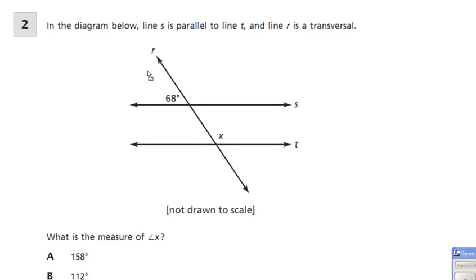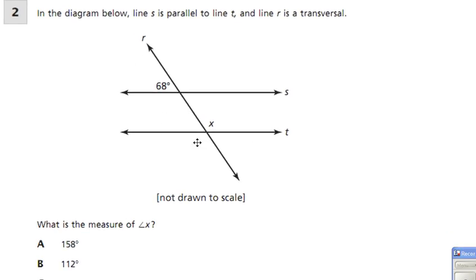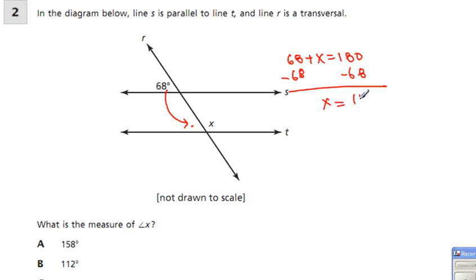Now here comes the second one. These are parallel, and then we want to find out the value of x. Now we realize that 68 degrees is corresponding right over here to this angle. So therefore, 68 plus x must be 180. By subtracting 68 from each side, we'll end up getting x as 112 degrees. So choice B would be our answer.